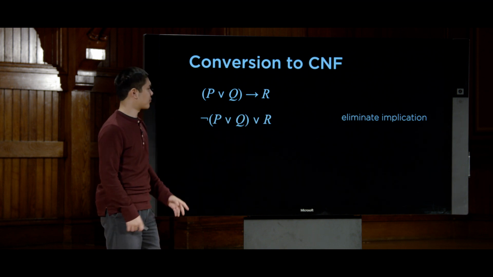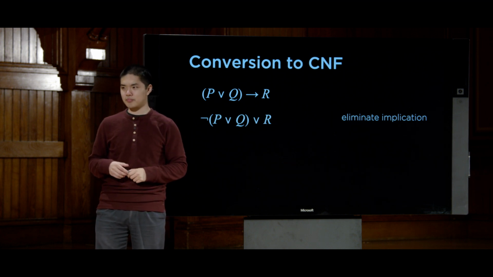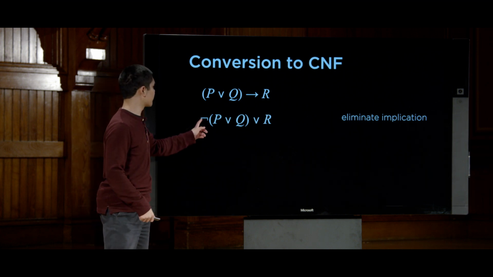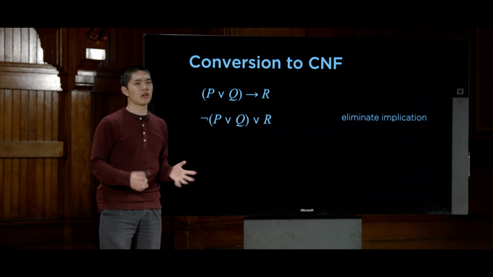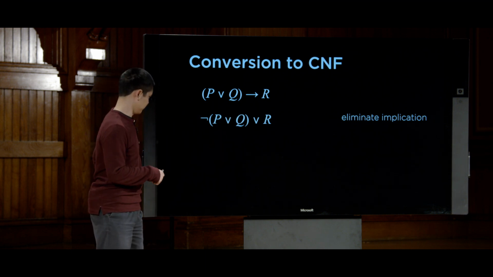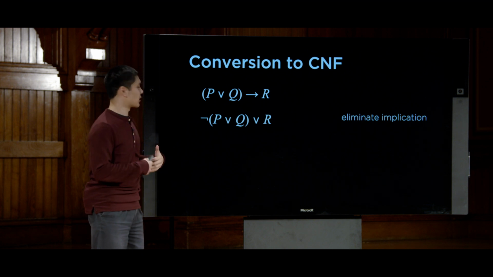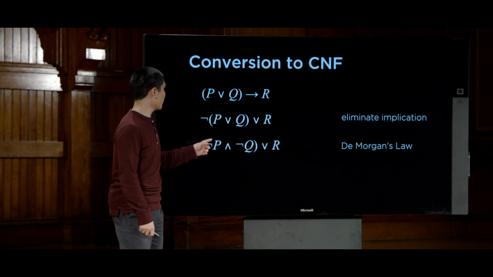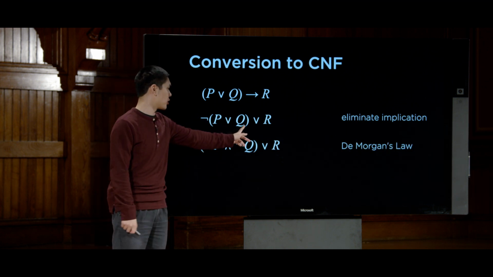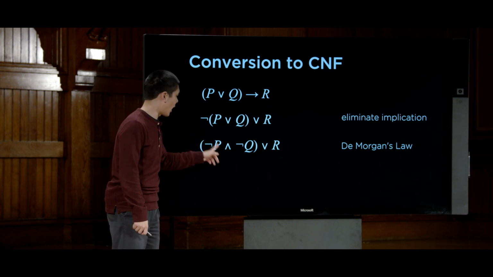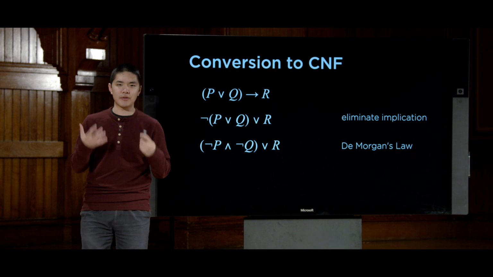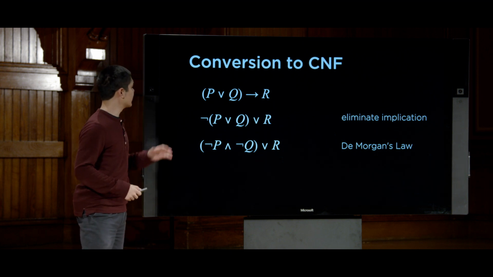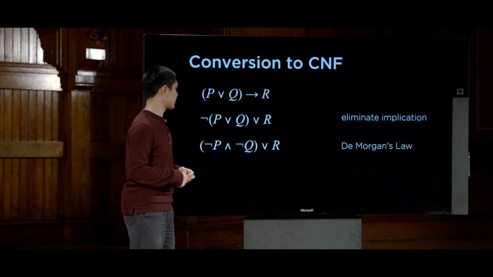So that's the first step. I've gotten rid of the implication. And next, I can get rid of the not on the outside of this expression too. I can move the nots inwards so they're closer to the literals themselves by using De Morgan's laws. And De Morgan's law says that not (P or Q) is equivalent to not P and not Q. Again, here I'm just applying the inference rules that we've already seen in order to translate these statements.